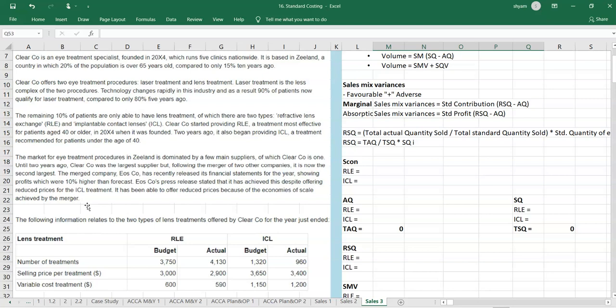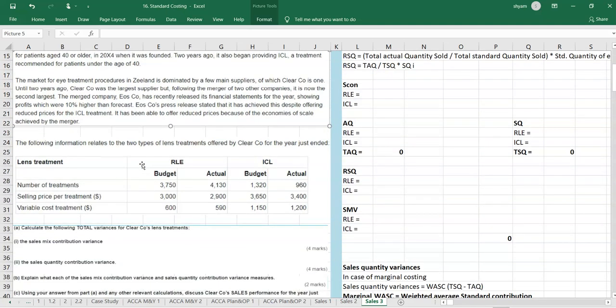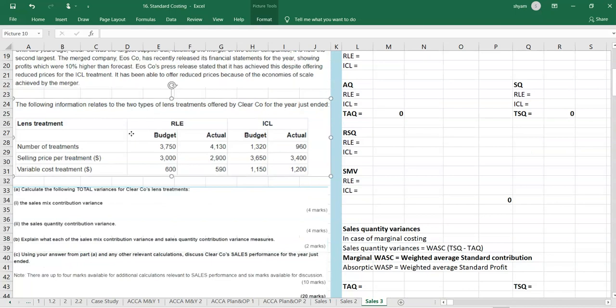Okay, but at the same time, you should also consider that the total world population is also going up. And we don't know what kind of treatment he is giving. Which treatment is being given is not available. Whether it's laser treatment or RLE or ICL is not at all clear in this question. But either way, this is the information they have given.